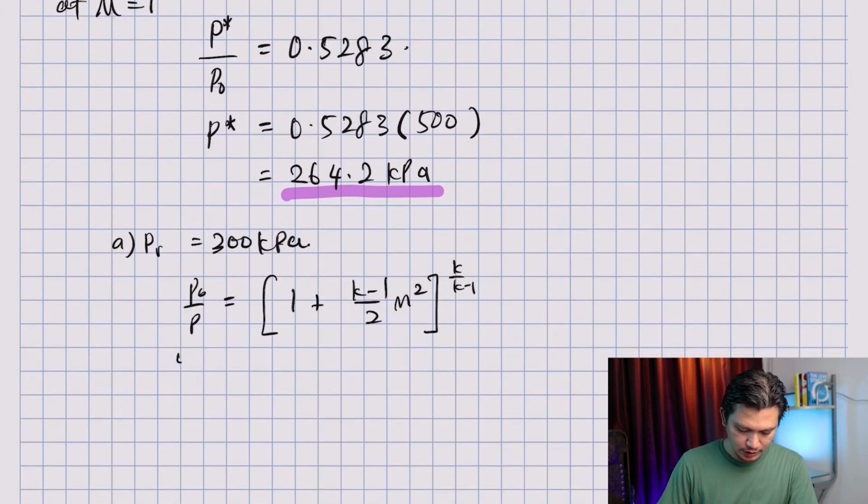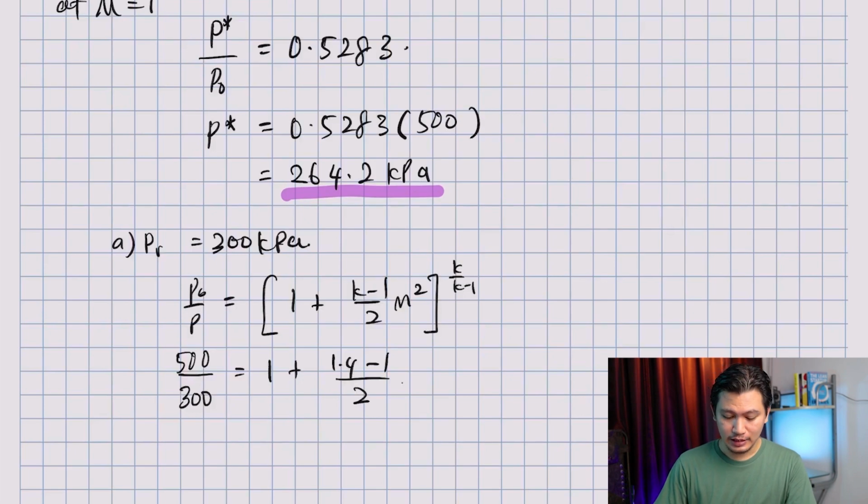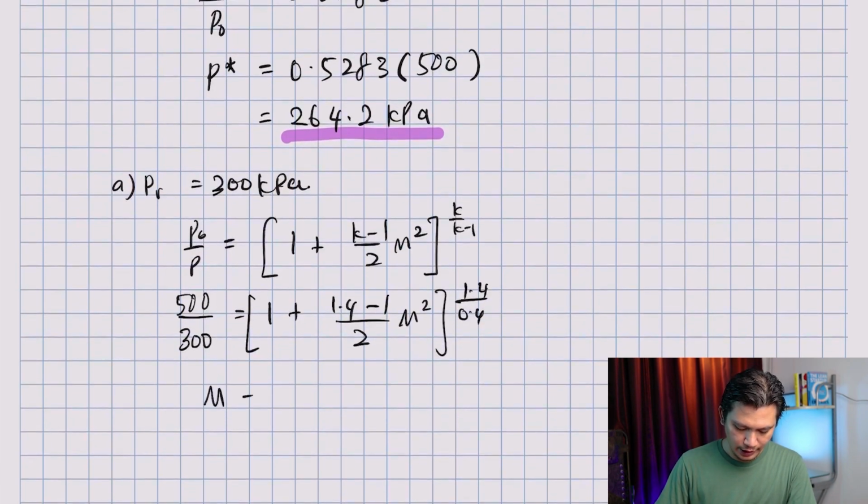So P naught is 500 and P is 300, equal to 1 plus K, let's assume 1.4, minus 1 over 2, that's the normal K that we use, times M squared, to the power 1.4 over 0.4. So your M would be, now even before we calculate M, we know that M has to be less than 1.